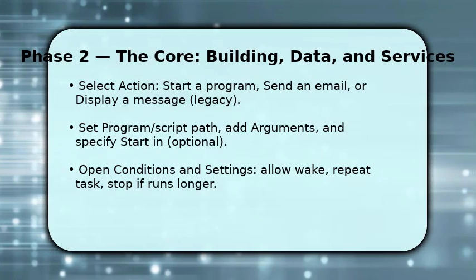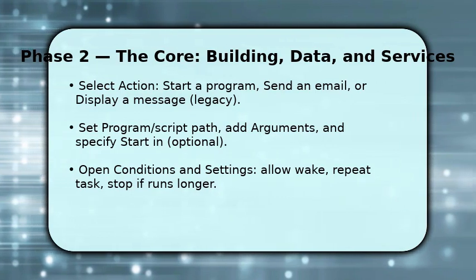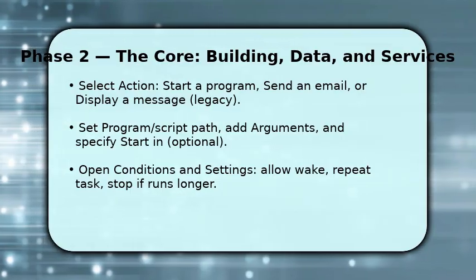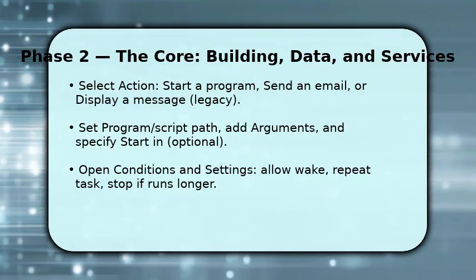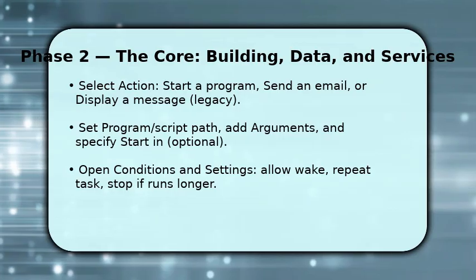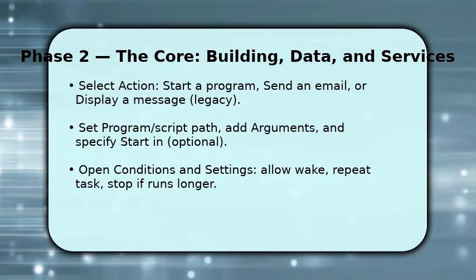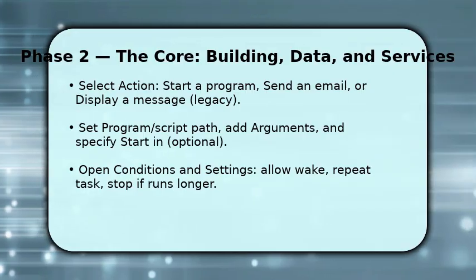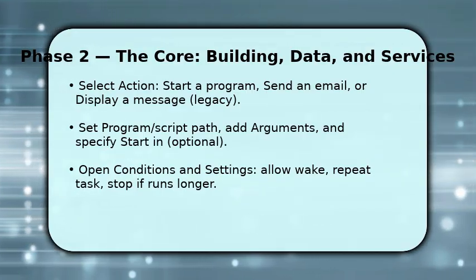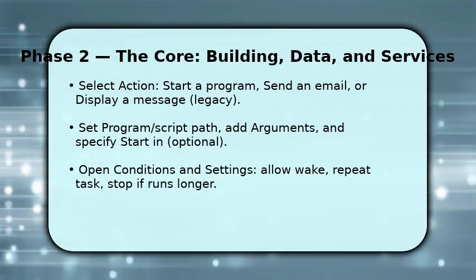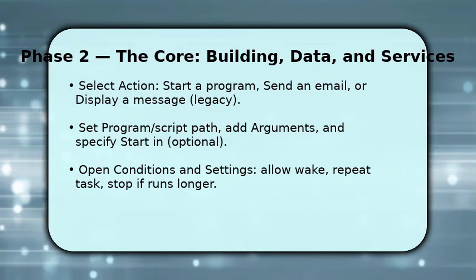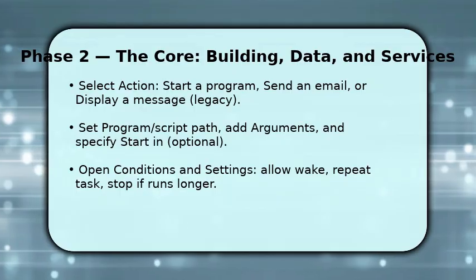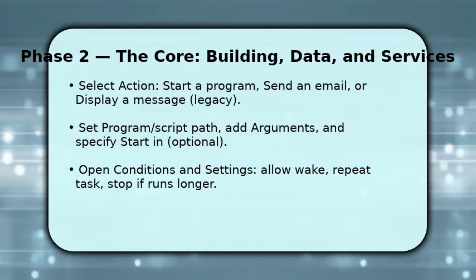Once the trigger is set, choose Action, typically start a program, and point to the exe or script file. You should add arguments if your script needs parameters, and the Start in folder to ensure relative paths resolve correctly. Then open Conditions and Settings. Enable Wake the computer if needed, configure retry and repeat intervals, and set a maximum run time. These options control reliability and prevent runaway processes, so adjust them to match your task's expected behavior.